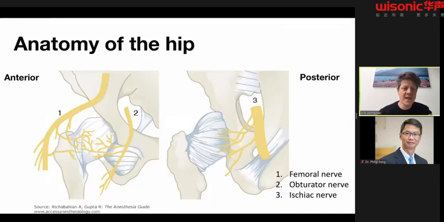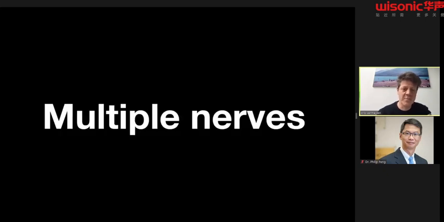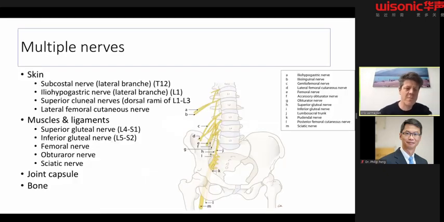Philippe already showed us that anatomy is very important, of course. You have an anterior innervation, you have a posterior innervation, you have a lot of nerves. So we're talking about multiple nerves. It's not only about the hip capsule, it's not only about the bone. It's also important to have an idea about the innervation of the skin, the muscles, the ligaments. And I think our therapeutic possibilities, or our postoperative management, should also look after those things.